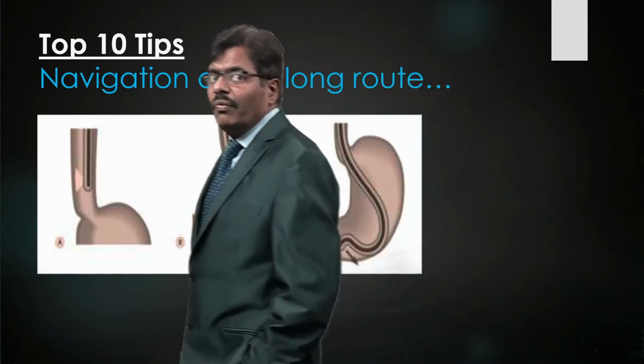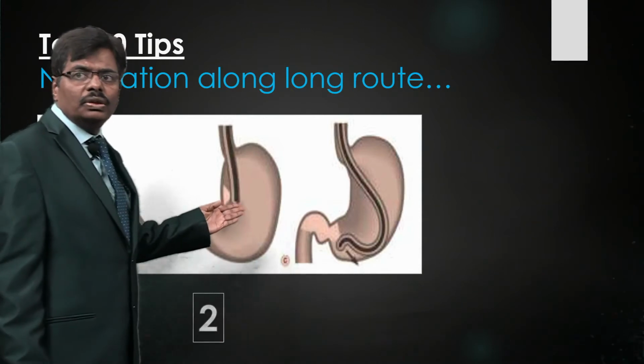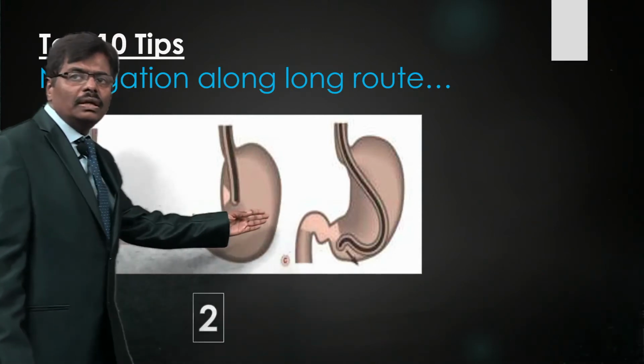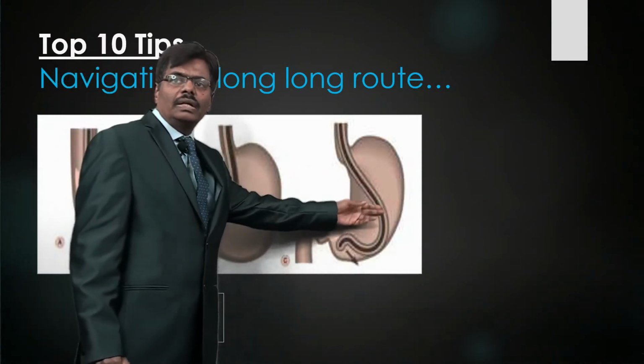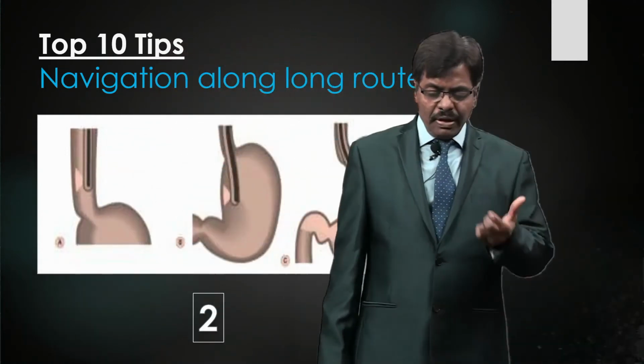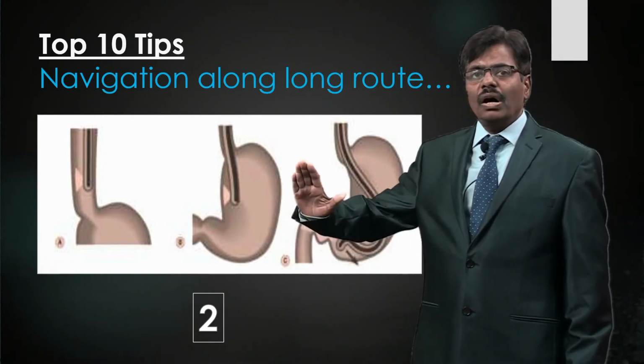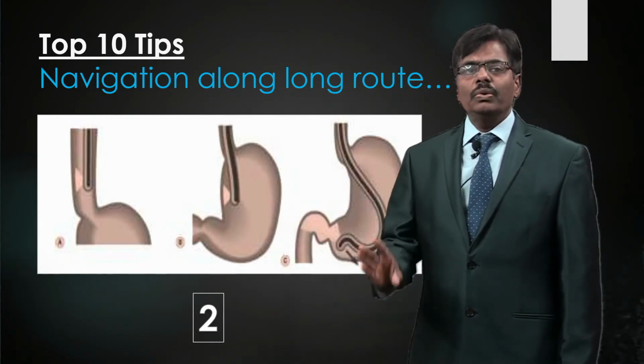And because what you are seeing is mostly the side wall, as you can see here, the side wall is only seen, but you go along the long route, okay, you can see along the greater curvature only. So how do you go? Big wheel down and torque to the right, okay, clockwise torque. Once you do that, you will see the pylorus.